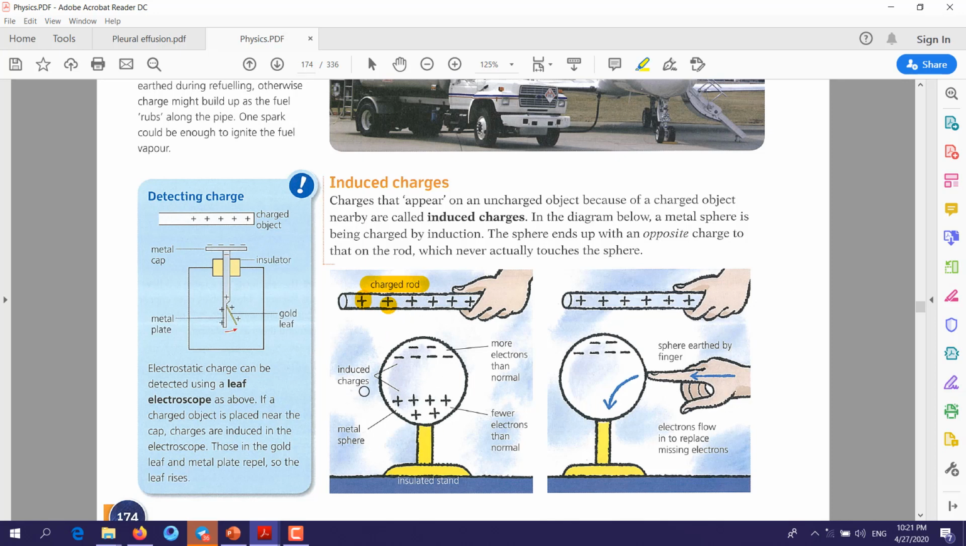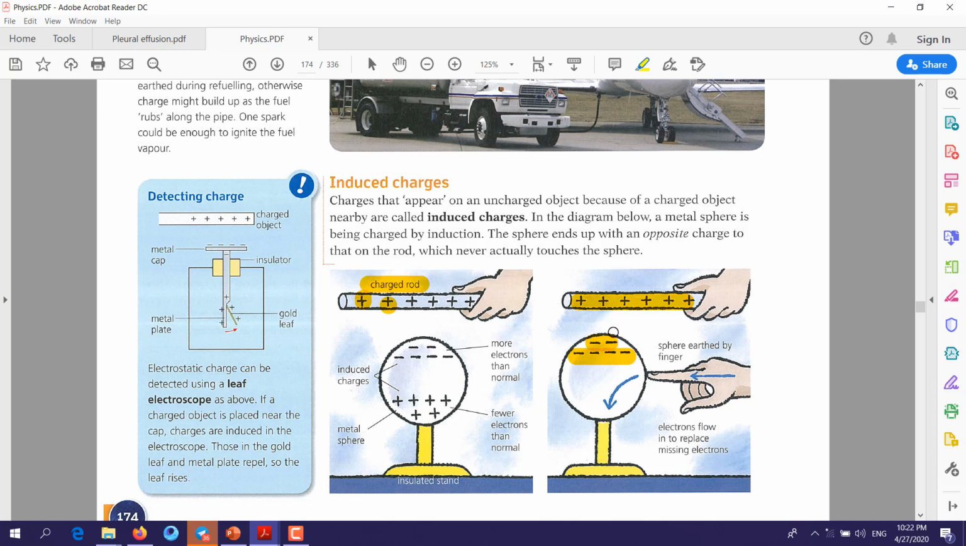Now, what will happen? This object will try to be balanced with this one. What does that mean? Now, if we bring this one close to here, at the end, what will we get? The positive charge here will attract an equal number of electrons here. Now, if you count this one, it's 1, 2, 3, 4, 5, 6. And 1, 2, 3, 4, 5, 6.